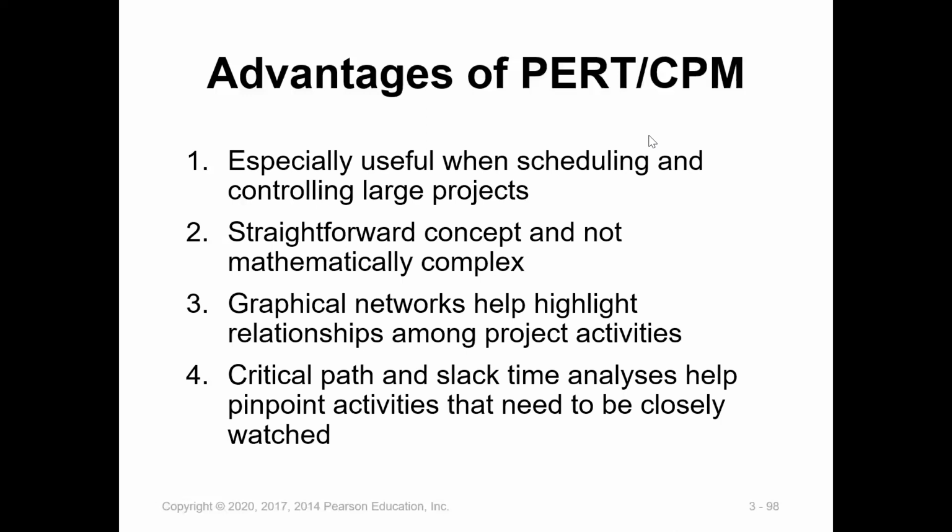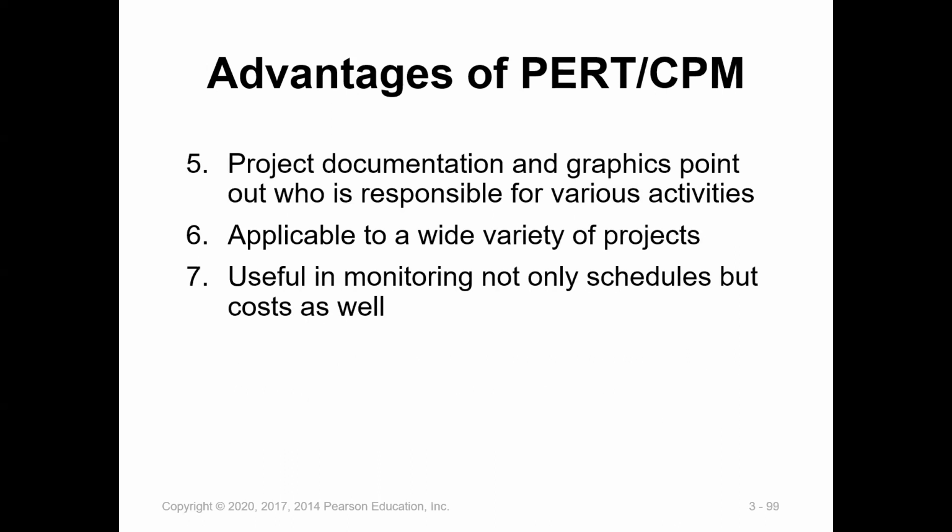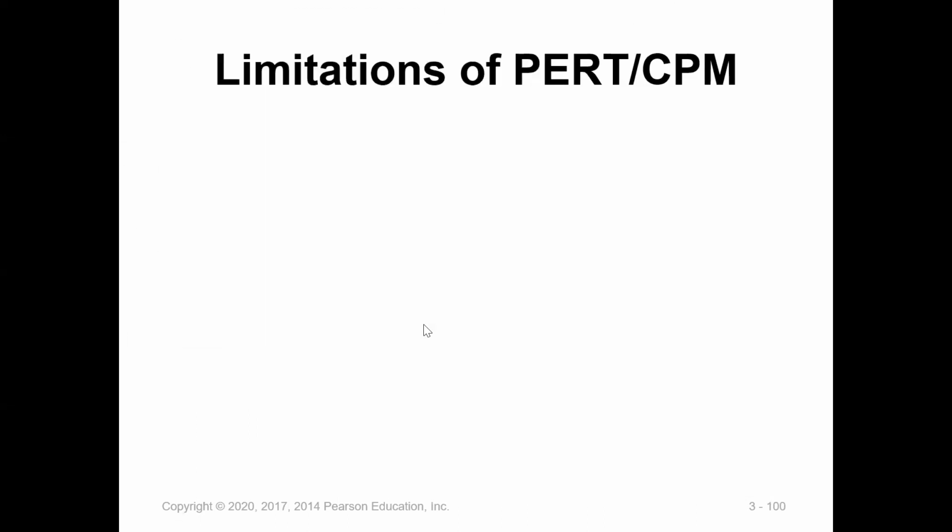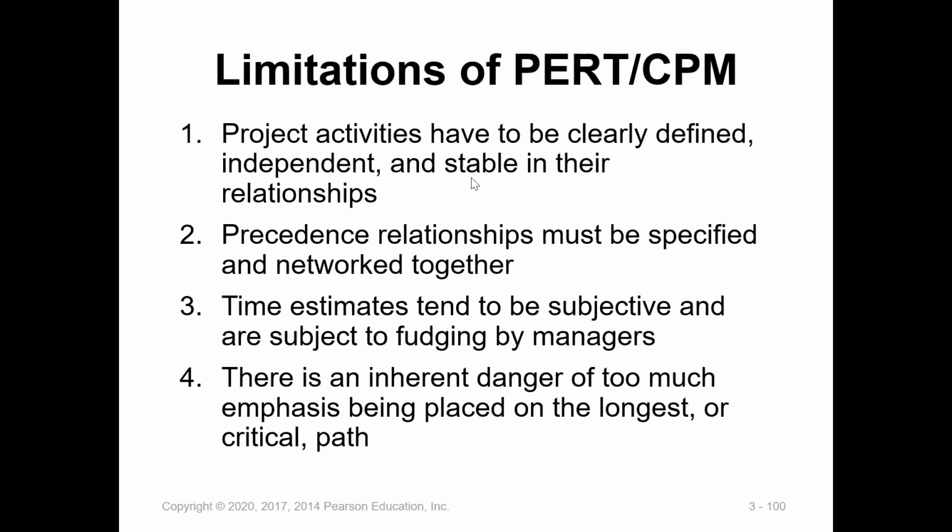These are advantages of the CPM path methods: useful when scheduling and controlling a large project, a straightforward concept that is not complex, it's easy. Critical path and slack times analysis help pinpoint activities that need to be watched. Limitations: the project has to be clearly defined, of course. The relationship between activities must be clear. Time estimates tend to be subjective.